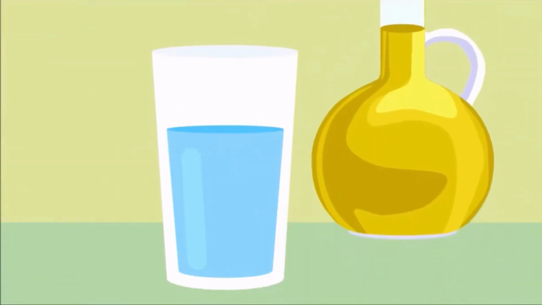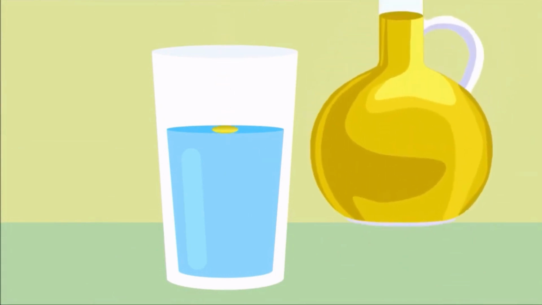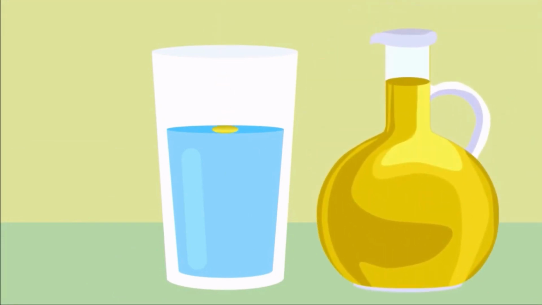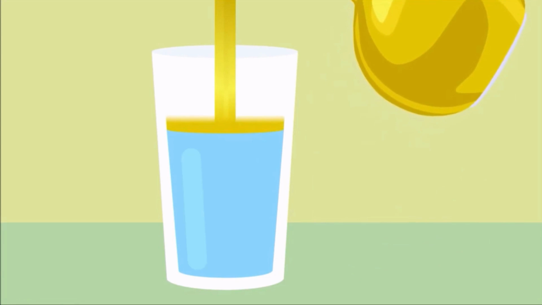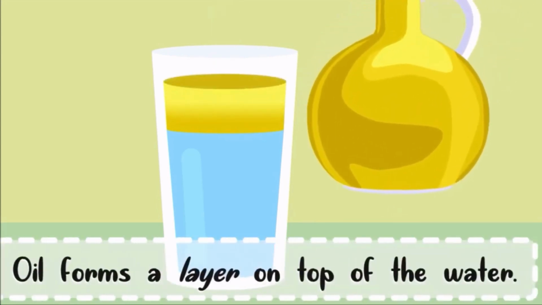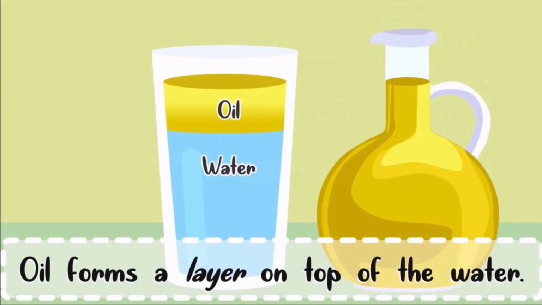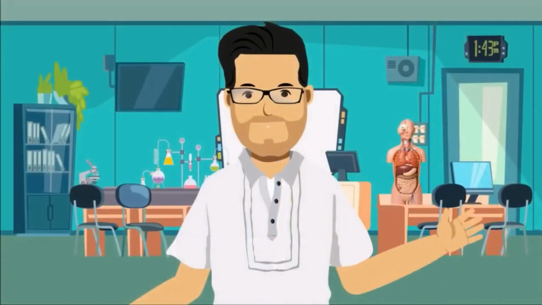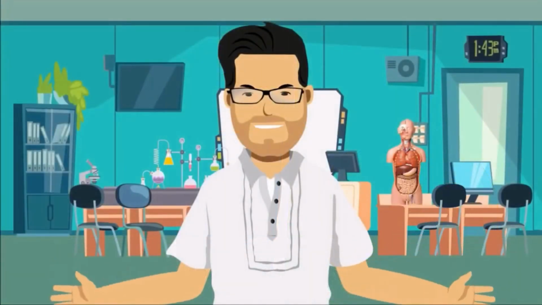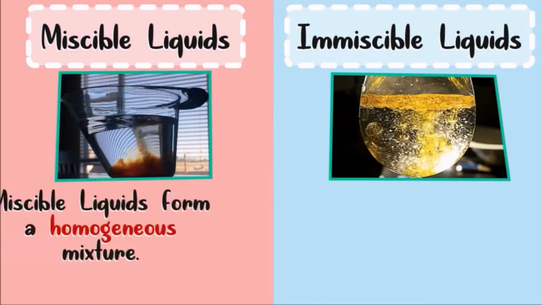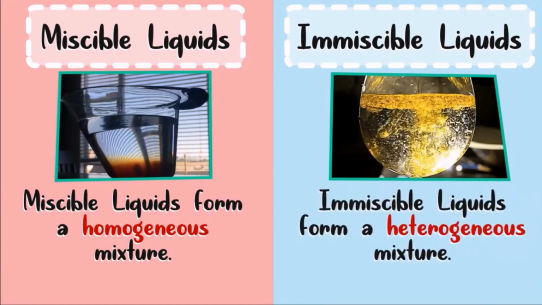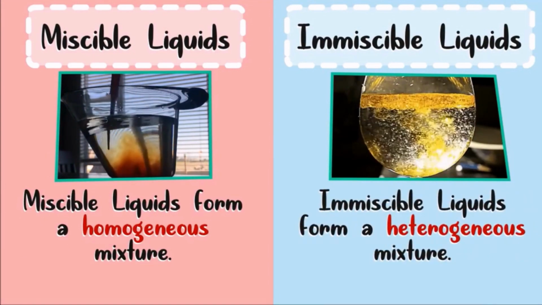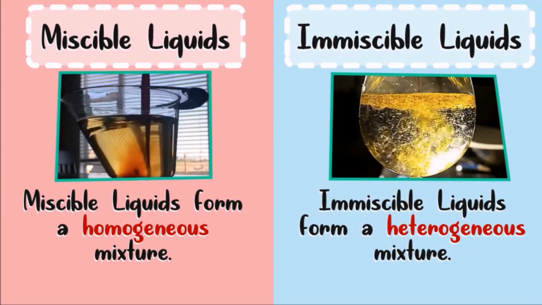When a small amount of oil is mixed with water, the oil floats on top of water as little blobs. And when so much oil gets spilled on water, it forms a layer on top of the water. Therefore, if we compare miscible and immiscible liquids, we will know that miscible liquids form a homogeneous mixture, while immiscible liquids do not, because like the mixture of oil and water, it is a heterogeneous mixture.